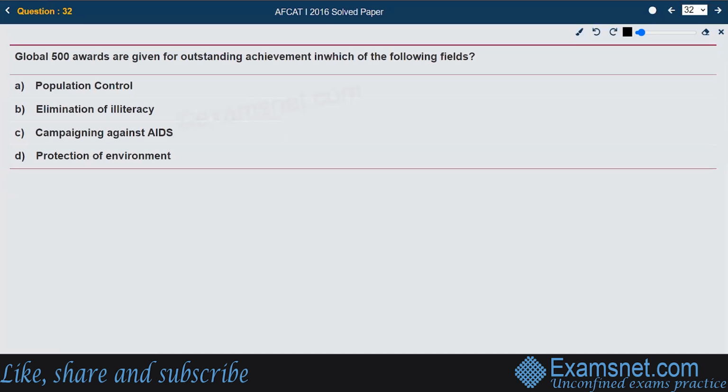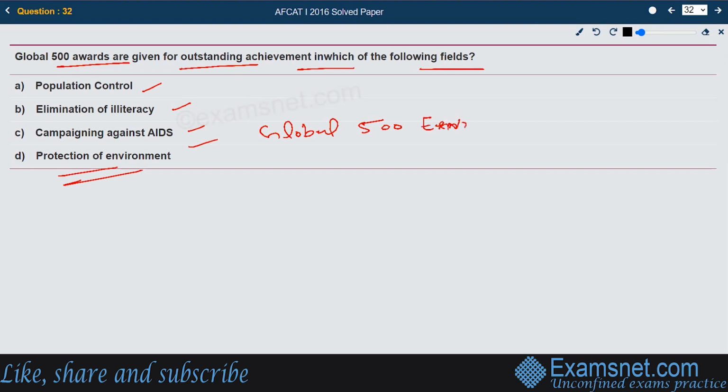Now, there is another one. Global 500 awards are given for outstanding achievement in which of the following fields? If you look at the options, there are population control, elimination of literacy, and the right answer is protection of environment. Who gives these awards? The Global 500 Environment Forum. This is the agency that gives these awards for outstanding performance in environment protection. So this is the right answer.